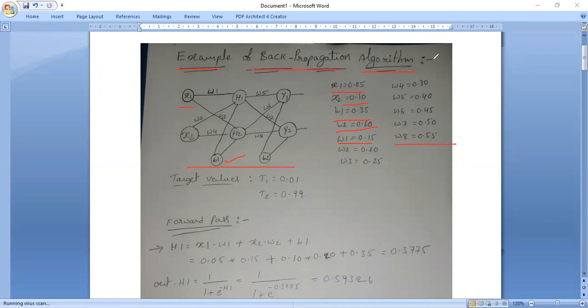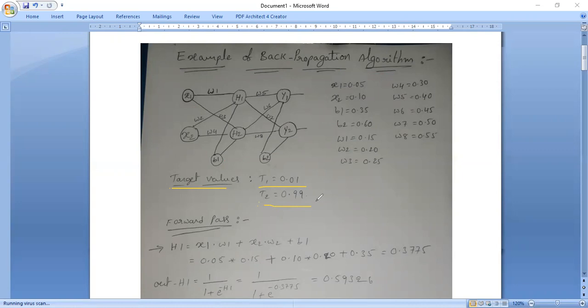Now we are going to set some target values also. I have set the target values t1 equal to 0.01 and t2 equal to 0.99. These are my target values.